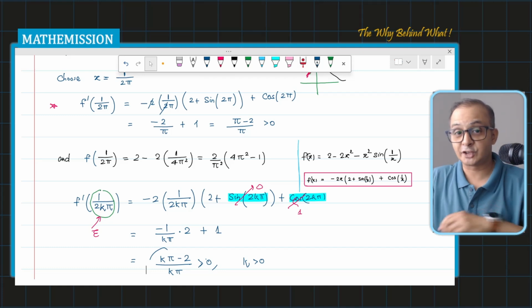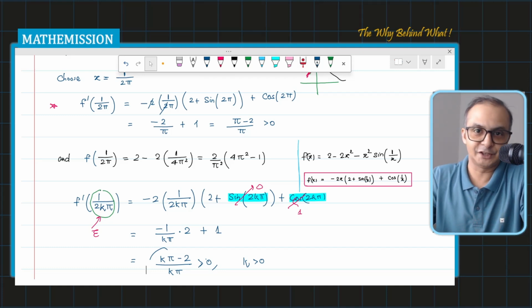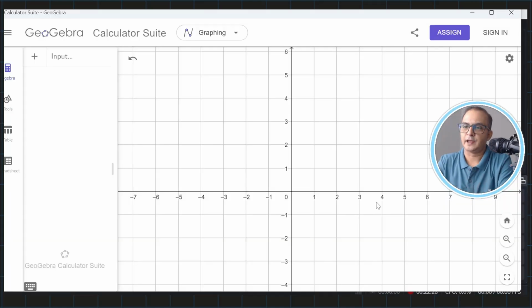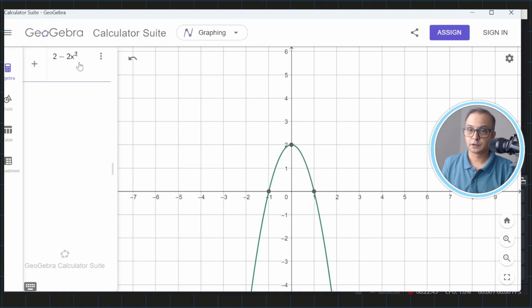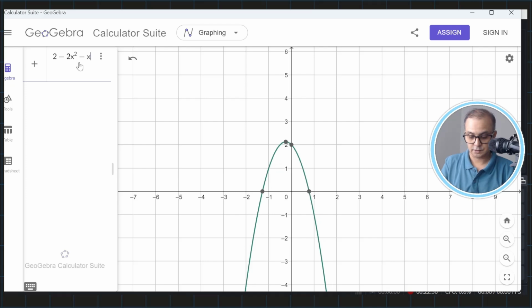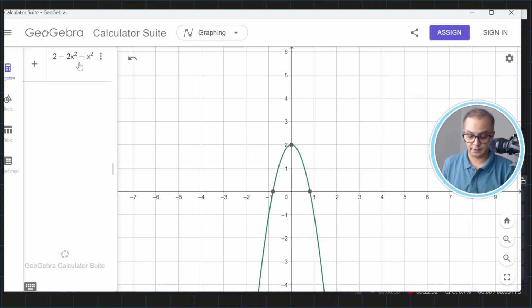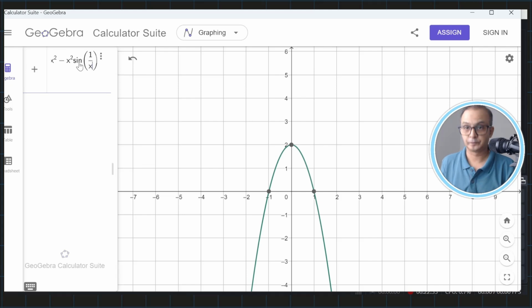So let me give you the clear picture of this whole thing in GeoGebra. So let's jump into GeoGebra. So we are in GeoGebra now, and I have to adjust my keypad first. So here I have the function 2 minus 2x squared minus x squared sine of 1 by x.